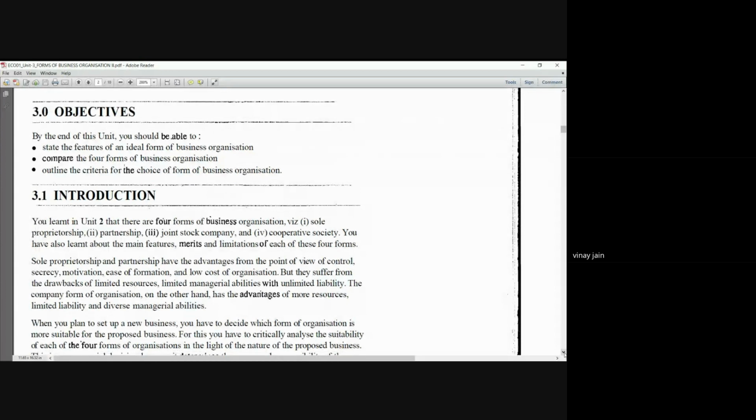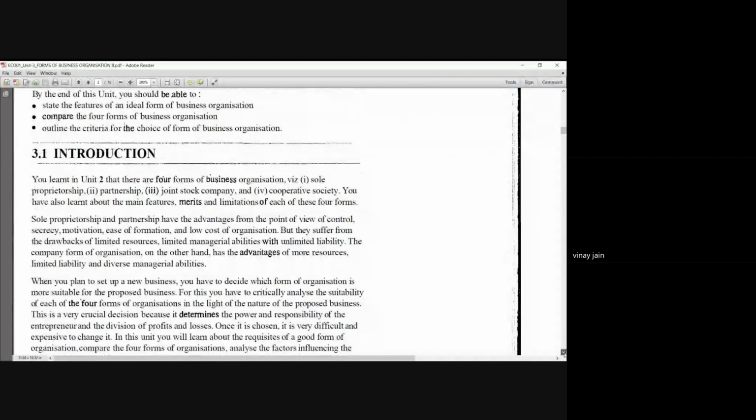By the end of this unit, you should be able to state the features of an ideal form of business organization. Compare the four forms of business organization that we have previously discussed in the previous two units. Then outline the criteria for the choice of form of business organization. So let us start with the introduction of the unit.